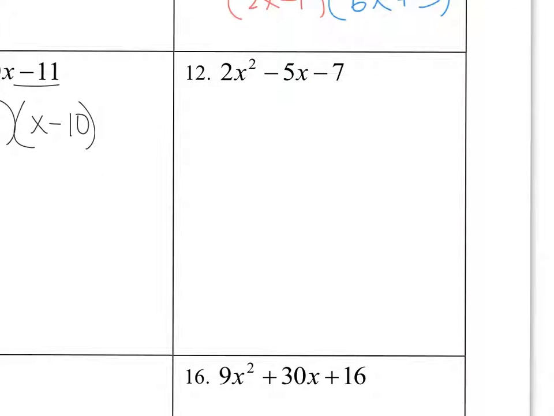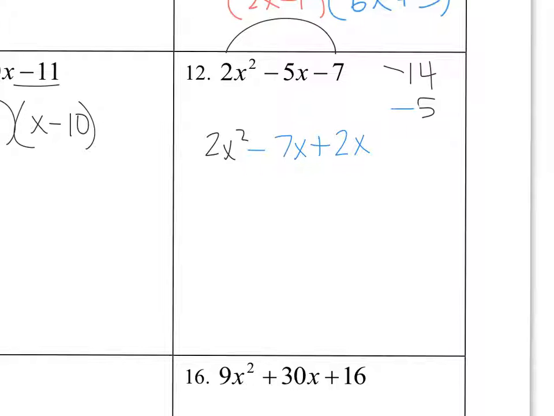Number 12, no greatest common factor. So the number in front here is 2, it's not 1, so I'm going to do 2 times negative 7, which is negative 14, and find factors of negative 14 that add up to negative 5. So that's going to be negative 7x plus 2x minus 7.